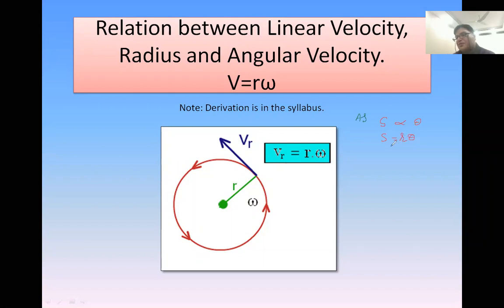This is also the equation for your numericals. S equal to r theta. What is S? This is the arc length. What is r? It is the radius. What is theta? It is the angle. If we change the arc length, the radius remains the same, but there is a change in the angle, because the arc length is related to the angle. When we change the angle, the arc length will change, and when you change the arc length, the angle will change.